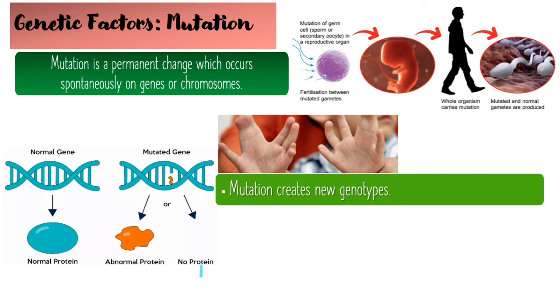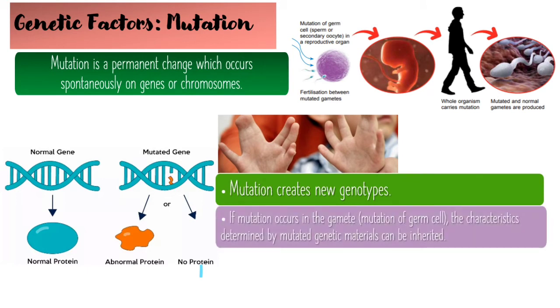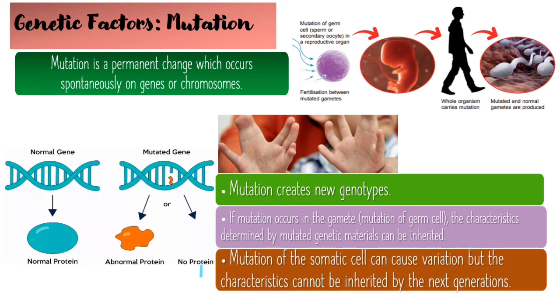If mutation occurs in a gamete, a mutation of the germ cell, the characteristic determined by the mutated genetic material can be inherited. Jika mutasi itu berlaku pada gamete, dia akan diwarisi. If the mutation is in a somatic cell, it can cause variation, but the characteristic cannot be inherited by the next generation. Jika mutasi itu berlaku pada sel soma, variasi itu tidak akan diperturunkan.